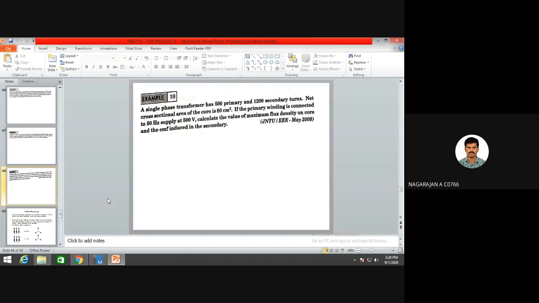Use the transformation ratio equation. You can find the E2 value in two ways. Either you can use the EMF equation for the secondary side, where it should be written as E2, and here it should be N2. Or you can go for the transformation ratio, K equal to V2 divided by V1, which is equal to N2 divided by N1. You can use those two formulas.